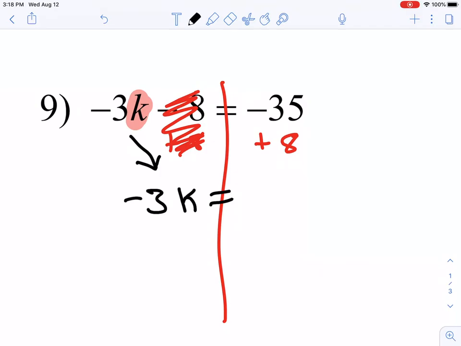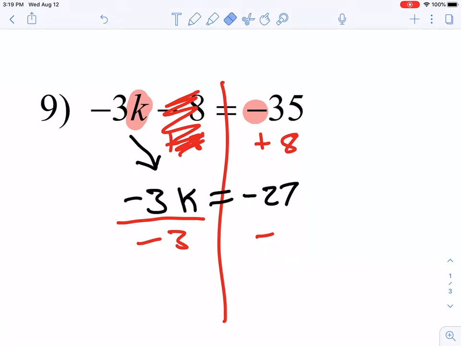We have different signs, so we are going to subtract and keep the sign of the larger number. So I'm going to subtract these and get 27, and then my larger number is negative, so I'm going to keep this -27. I'm going to keep talking through the sign rules because they're important to hear to begin to memorize what they are. So now I have a -3 multiplying with k. In order to undo multiplication, I have to divide. So I'm going to divide -3 to both sides.